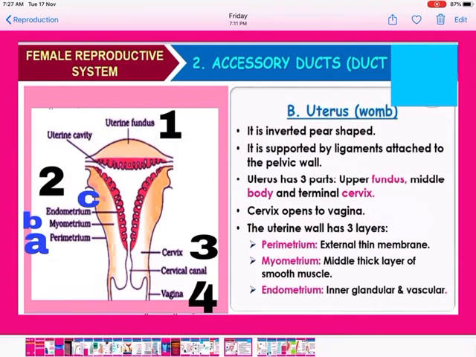It has got 3 layers A, B, C. A is perimetrium. It is the external thin membrane. B is myometrium. It is the middle thick layer of smooth muscles. During the childbirth, these muscles contract and help in the childbirth. At C, see, endometrium. It is inner glandular and vascular layer.